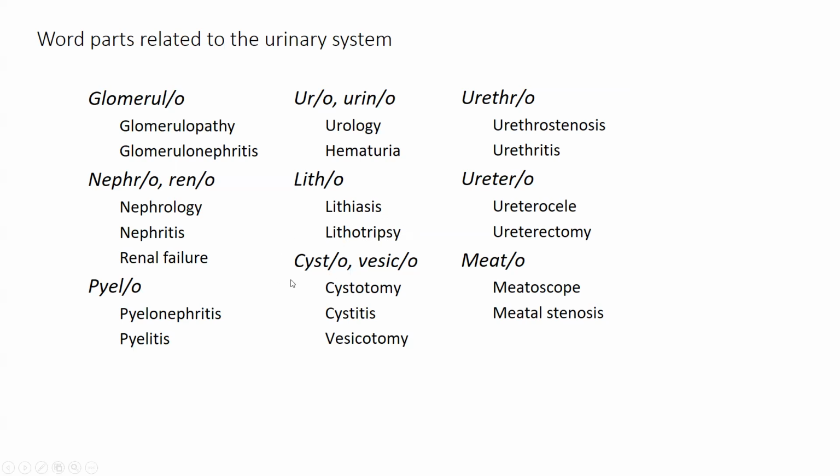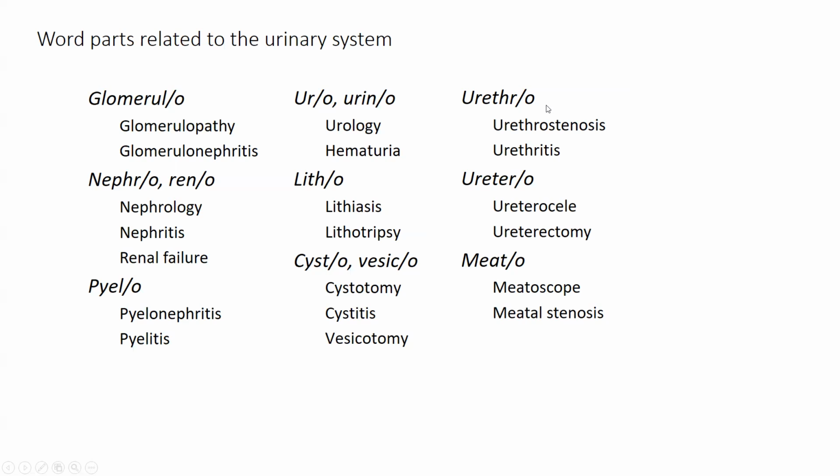Again, cysto means bladder, in this context, urinary bladder, but so does vesico. Vesico is going to be similar to another term that we use for the male reproductive system. And when we get to that term, I'll make the difference. But cysto and vesico both mean bladder, and in this context, urinary bladder. A cystotomy, an incision into the bladder. Cystitis, an inflammation of the bladder. Vesicotomy would be an incision into the bladder as well.